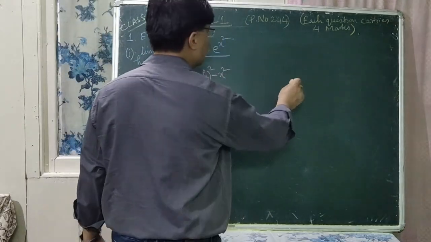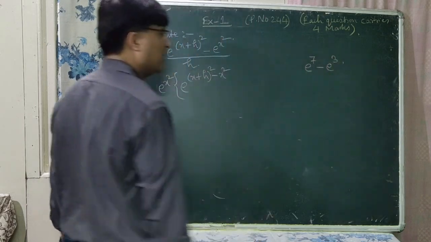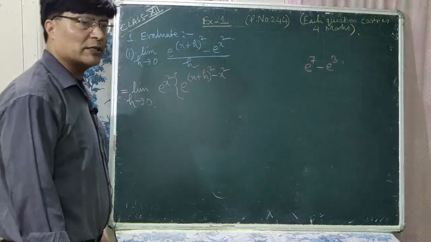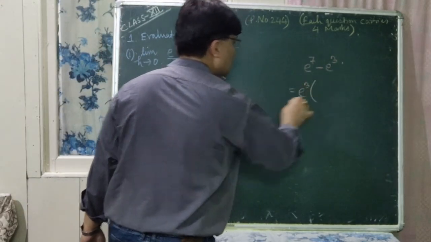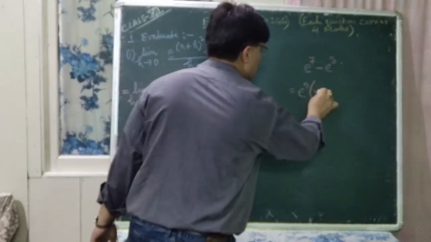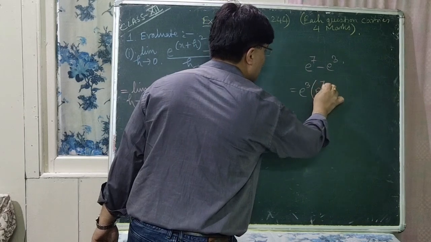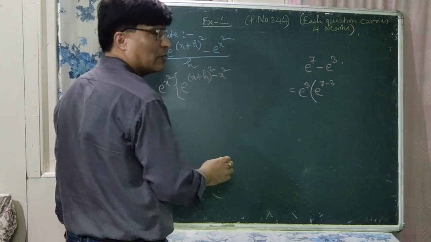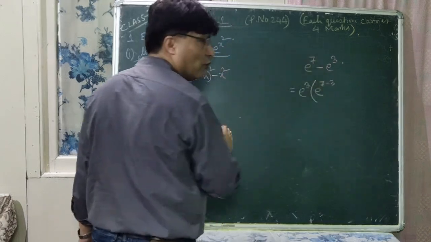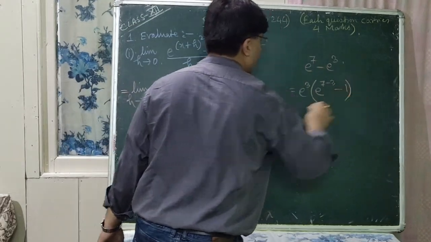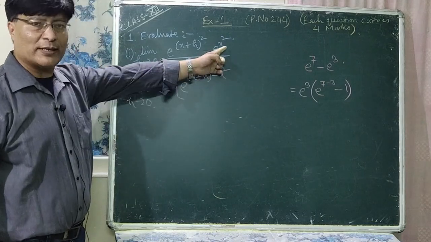So how did you get this one? Like if you have e to the power 7 minus e cube, right? E to the power 7 minus e cube. What is common here? E cube. So what do we get within bracket? So e to the power 4 will be there, you know that. But how did you get that 4? You have to decrease the power 7 by 3. That is 7 minus 3. Then only you will get 4, isn't it? So minus 1. So likewise, here e to the power x square is common.